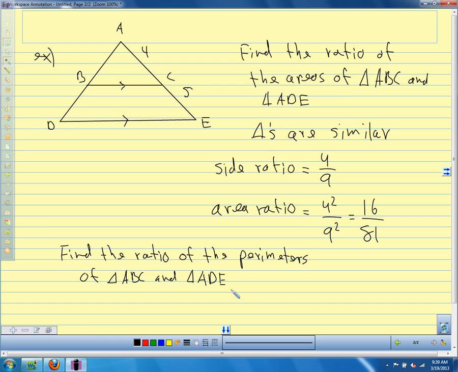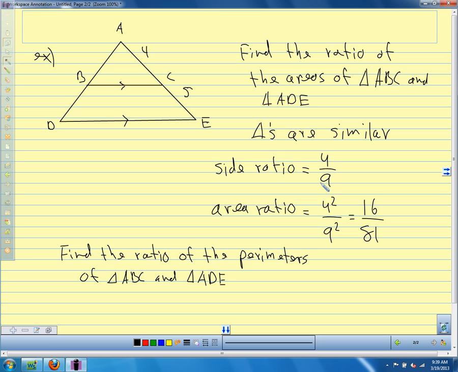So is perimeter a length ratio or an area ratio? Pretty much like a length. Well, perimeter is a length times 3, sort of like a length times 3. Is the side ratio a length ratio? Yeah. So the perimeter ratio is a length ratio.